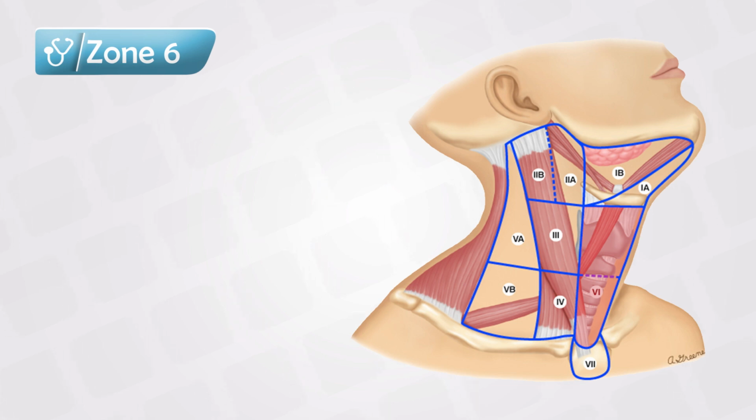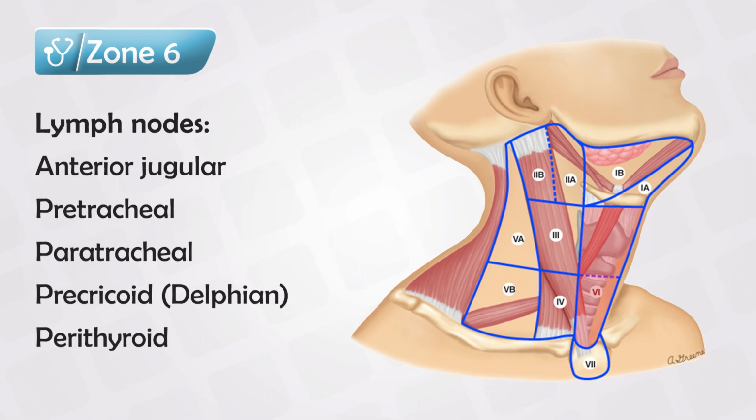Zone 6, or the central area, is very important, and the lymph nodes we see here are the anterior jugular, the pretracheal, the paratracheal, the precricoid, which is also known as the delphian nodes, and the perithyroidal nodes. If they ever ask you about the zones of the neck, they will likely ask you about one of these lymph nodes. It's also worth talking about lymph node dissection, which is a very important topic for cancer and metastasis.